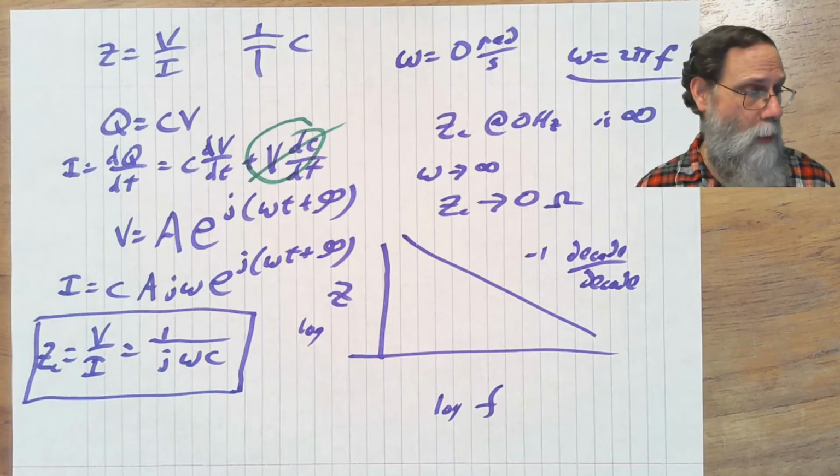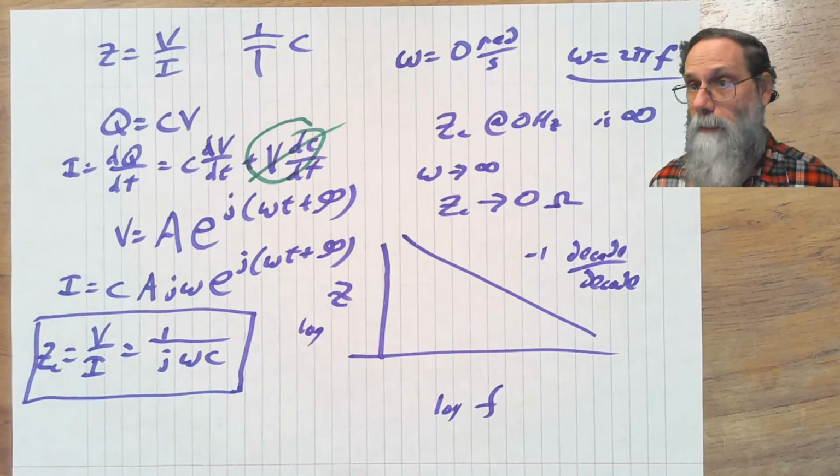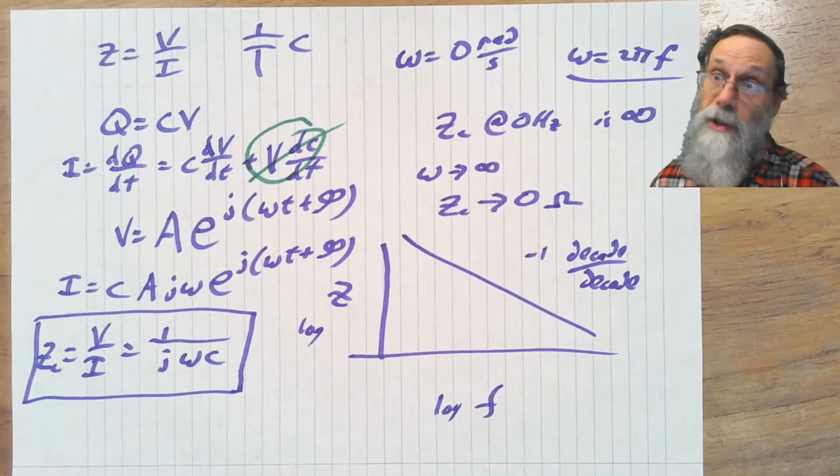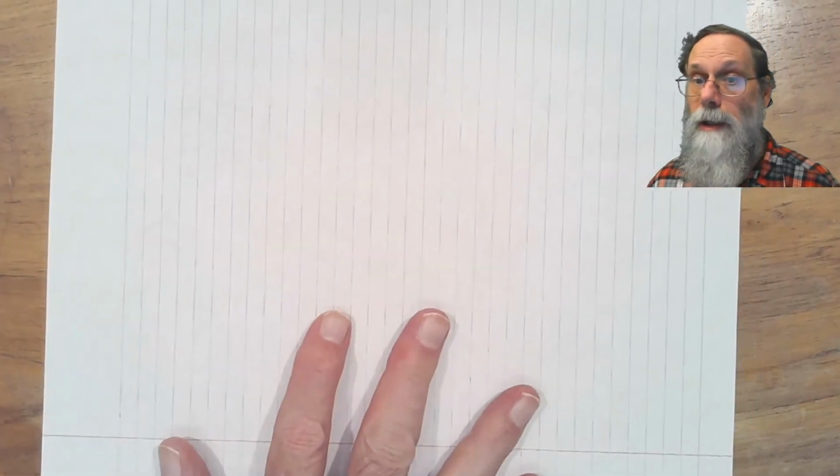Okay, what else can we do with capacitance? Well, we want to know what happens if we put two of them in parallel, or put two of them in series. For that matter, what happens if we put a capacitor and a resistor in series? Let's look at some of those things mathematically. All right, let's start with capacitors in parallel.